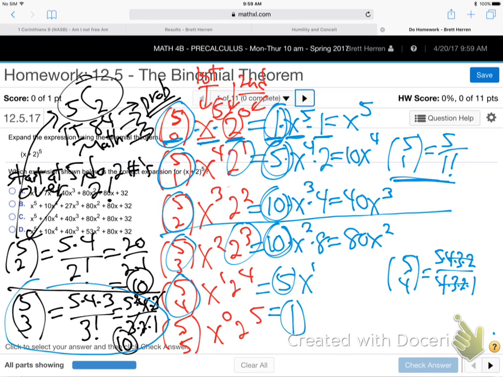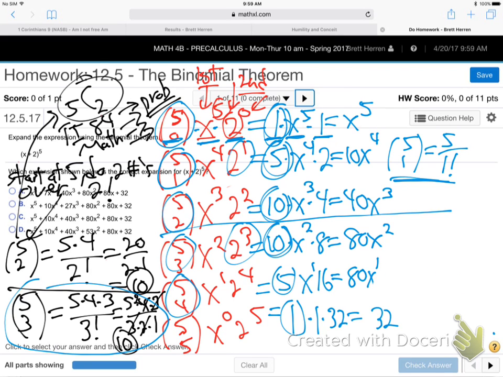x to the first. 2 to the fourth is what? 16. So that comes out 80. x to the first. This one is 1. x to the 0 is 1. 2 to the fifth is 32. So there we go. This is our answer, all added up. You should write it sideways, added up, but I don't have space. So those terms are the answer.